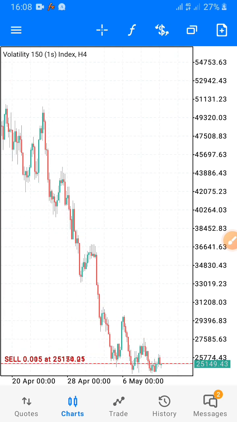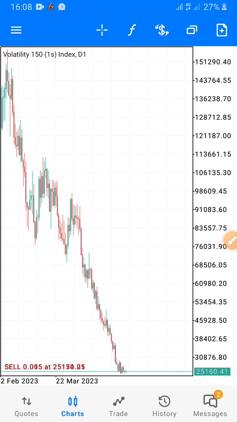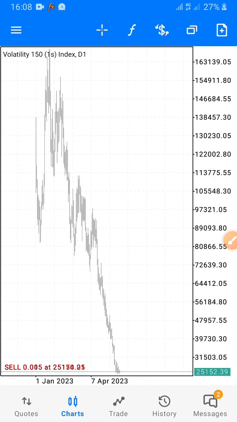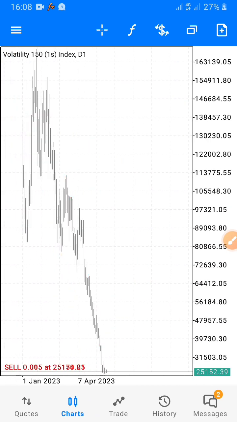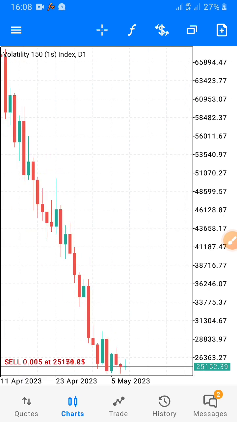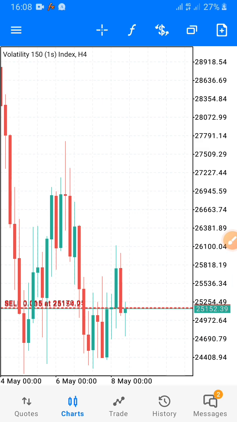So you can see this is a very big downtrend. It has been going down forever. You can see since the start of these indices, it has been going down. So I'm not looking for any reversal soon because it's too much on a downtrend.